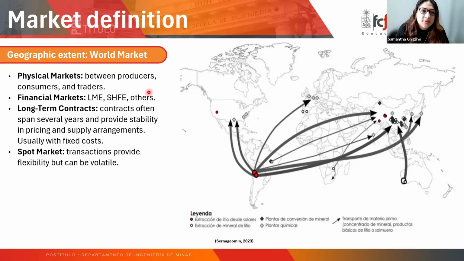Where is lithium sold? It is sold in the physical market between producers and customers, under defined contracts between these participants; in financial markets such as the London Metal Exchange and other similar ones; in long-term contracts that often cover several years; and in the spot market, with transactions that are flexible but can also be volatile.